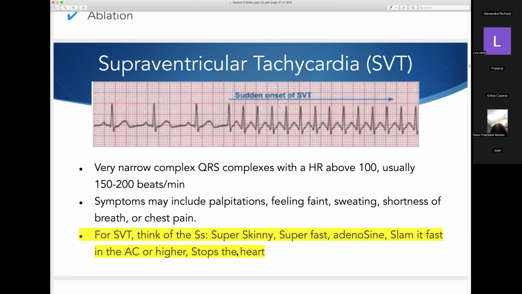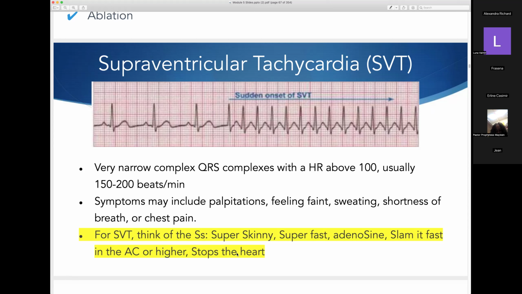You treat it with adenosine. There's an S in it. How do you give adenosine? You have to slam it in an IV very fast. That means you give it IV push very fast. And it has to be in the AC or higher. So in the antecubital region or higher. You can't give it in the hand.